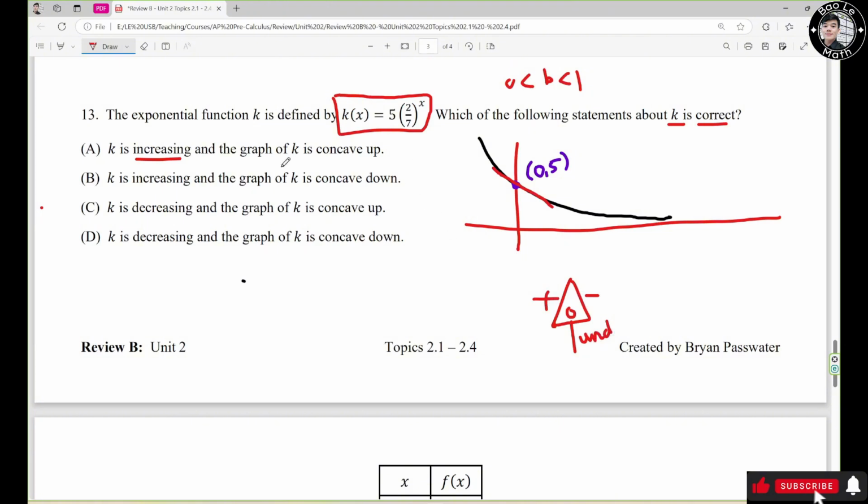Now, this is decreasing, so this is wrong. K is increasing, this is wrong. K is decreasing, so C and D could be right. And the graph of k is concave up. Yes, it's concave up, so the answer must be C.